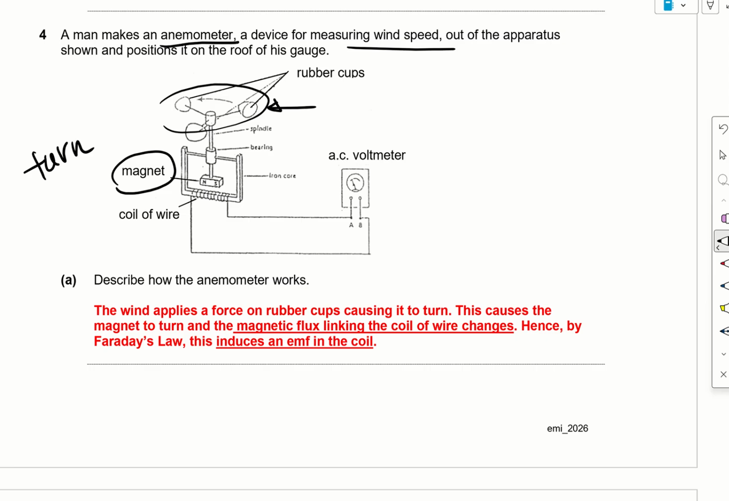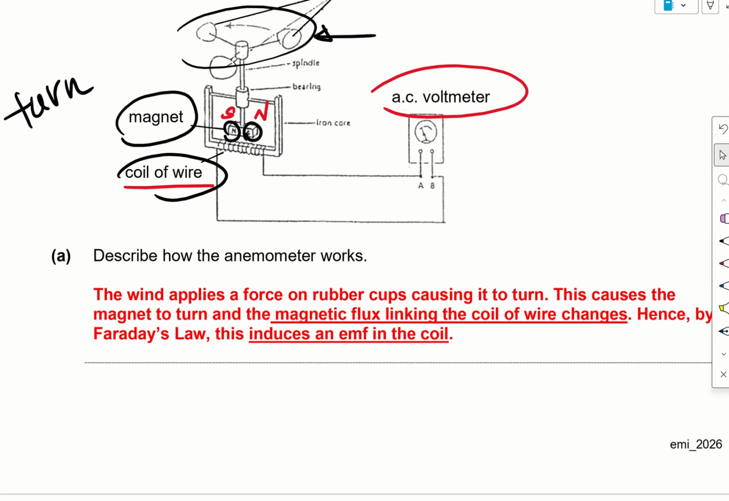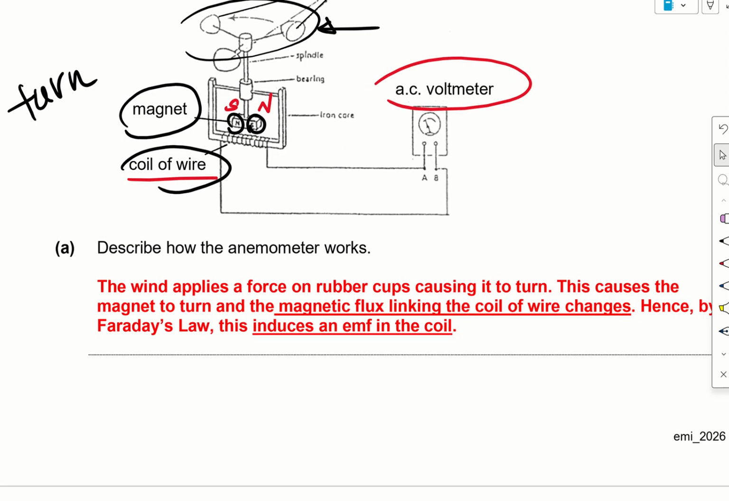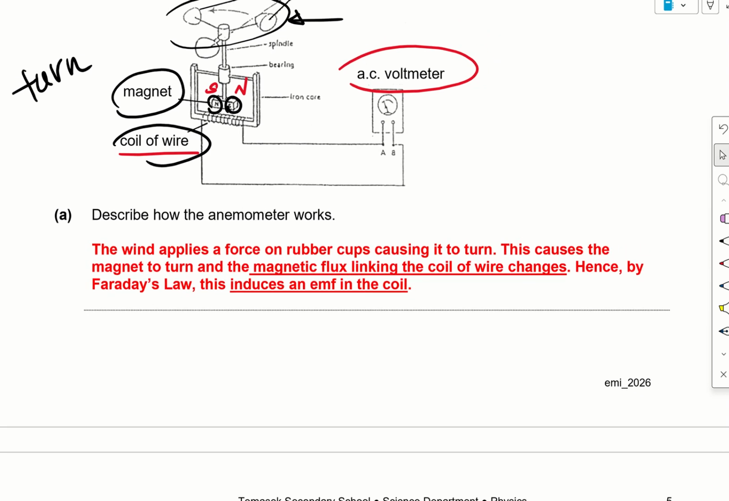When it turns, the coil of wire positioned at the bottom will experience a rate of change of magnetic flux. Because right now, north is here, south is here. But once it turns half a revolution, it will be south and north. And if the wind speed is faster, there will be a larger rate of change. If the wind speed is lower, there will be a lower rate of change of magnetic flux linking this coil of wire. Therefore the voltmeter which measures the induced EMF will register a higher or lower reading according to the rate of change of magnetic flux.